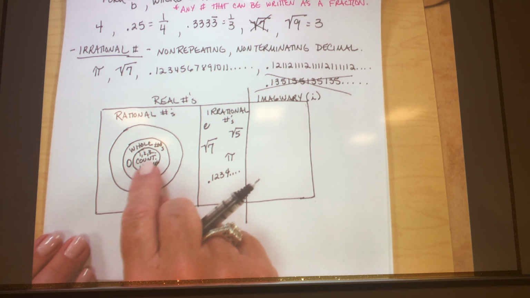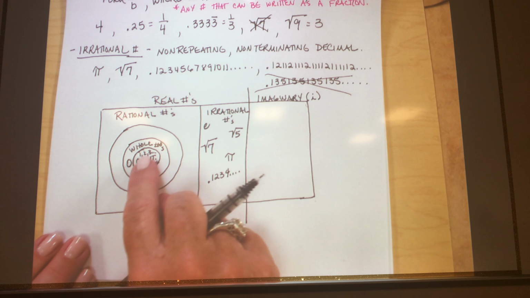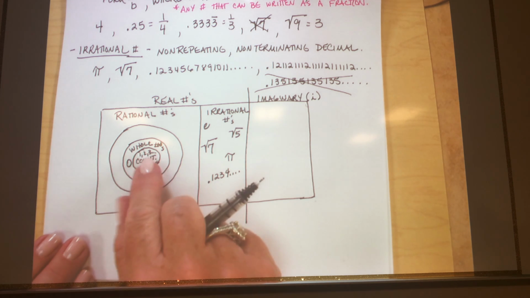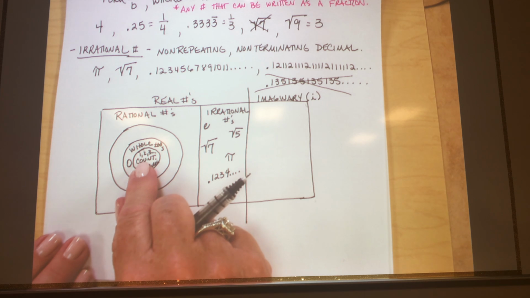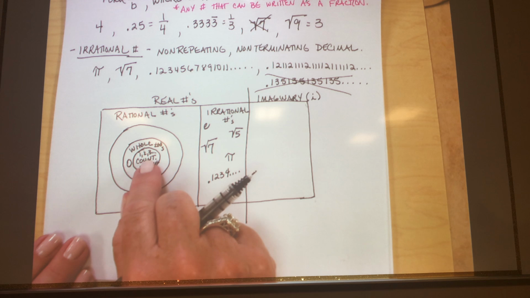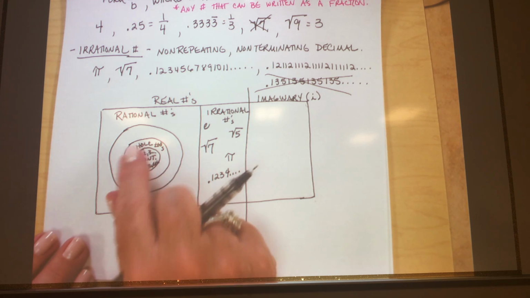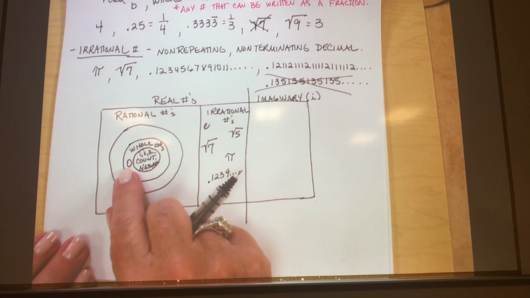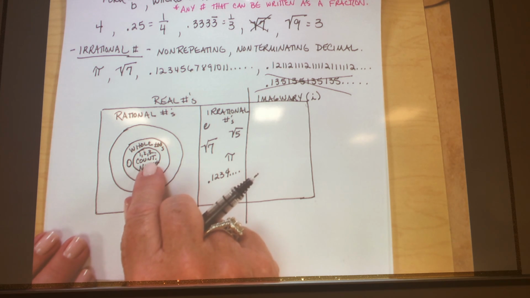Okay, so is every counting number a whole number? Yes, it's in their circle. Do you see what I'm saying? The counting numbers are inside the whole numbers circle. So every counting number is a whole number. Is every whole number a counting number? No. See, 0 is not in the counting numbers circle. So 0 is not a counting number. That's the way you read a Venn diagram.